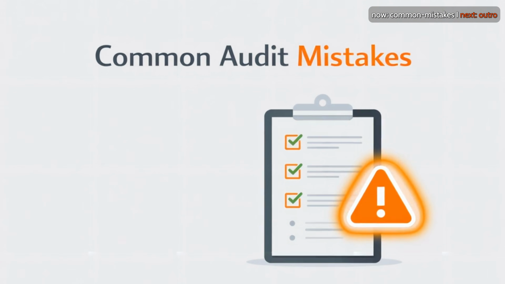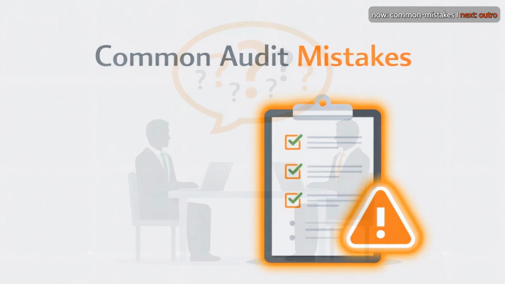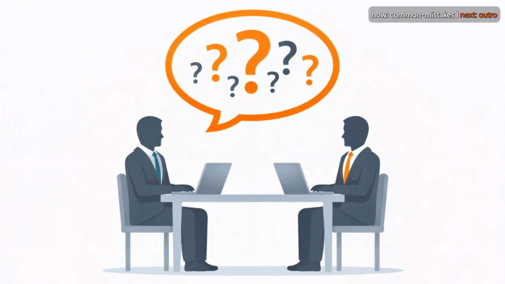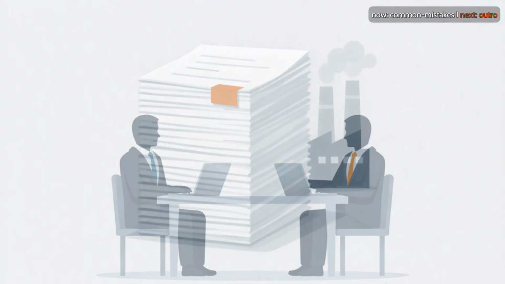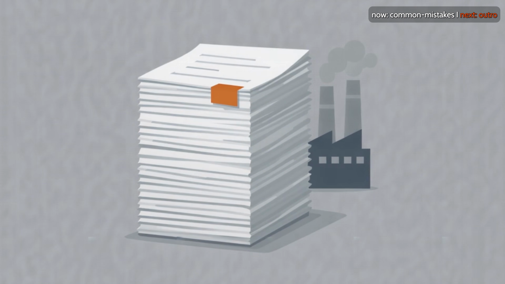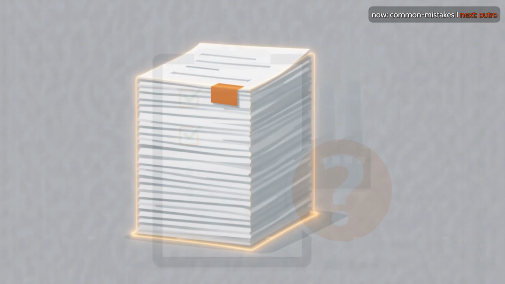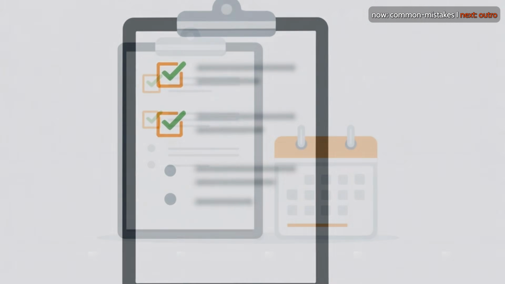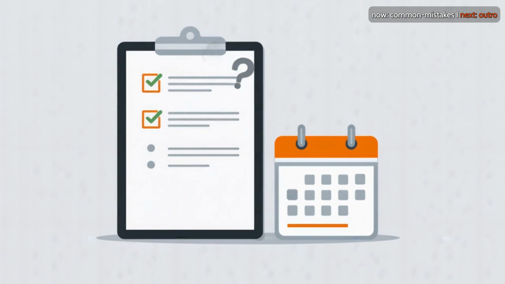Even experienced auditors make mistakes. The most common are: turning audits into interrogations, so focus on collaboration, not questioning; document-only checks, which ignore what really happens on the floor; vague findings, since unclear observations reduce impact; and no follow-up, failing to ensure corrective actions are done. Avoid these, and your audits stay effective and professional.